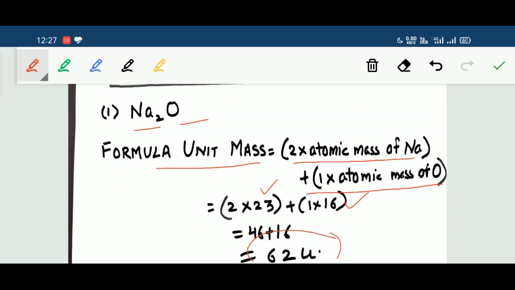So in short students, we can say that we use the term molecular mass for covalent compounds, that means the compounds which are formed between non-metals, whereas we use the term formula unit mass for ionic compounds which are formed between ions or a metal and a non-metal.